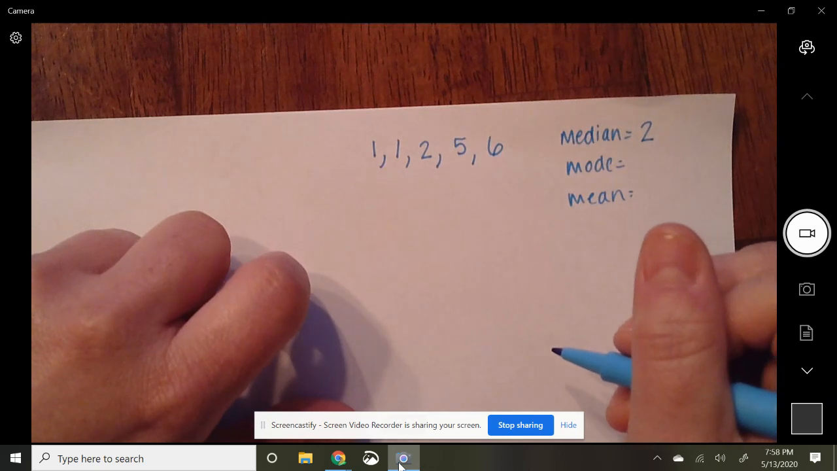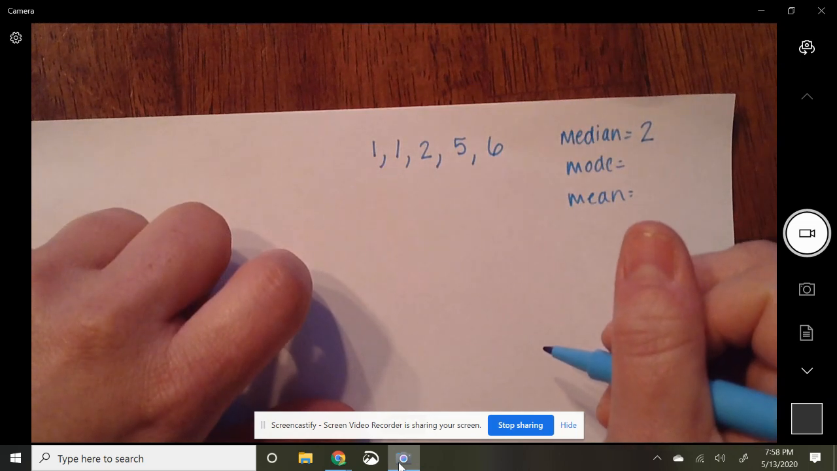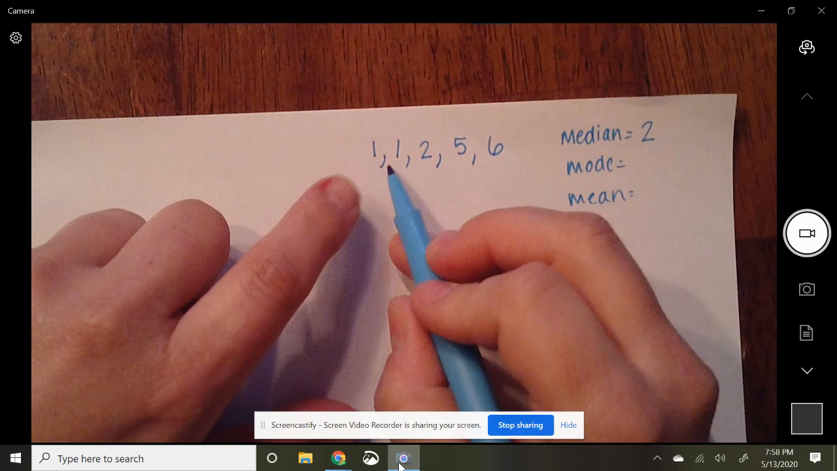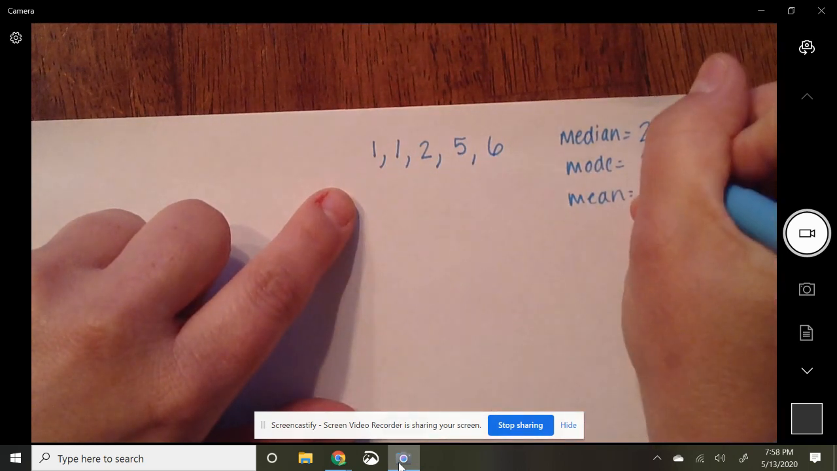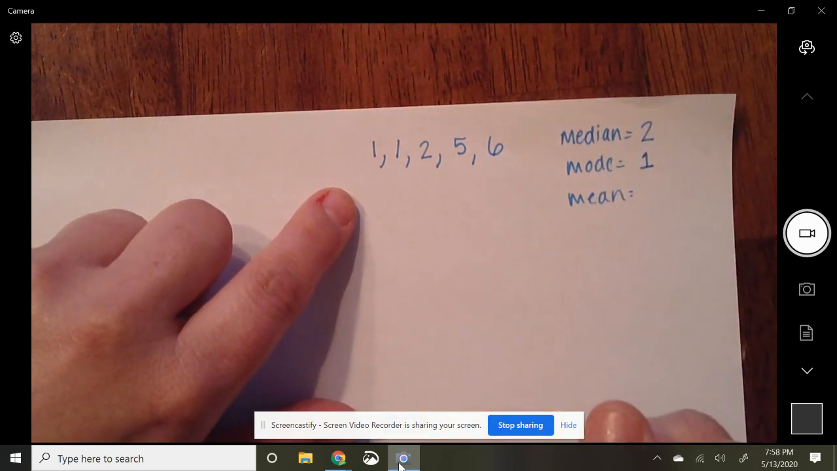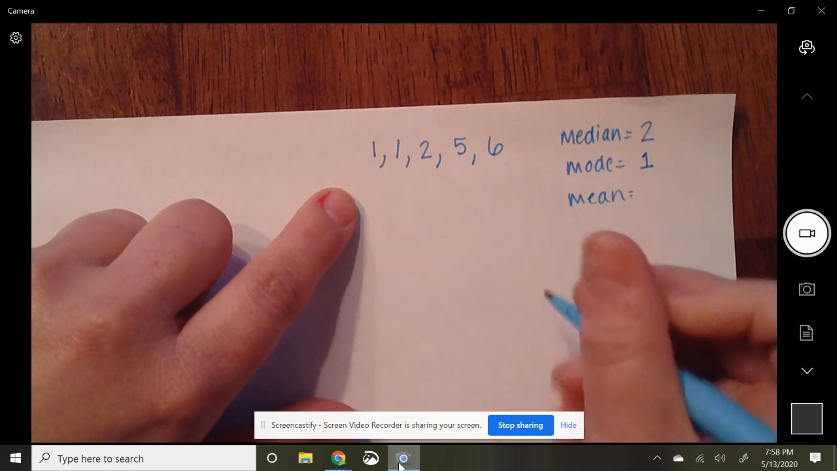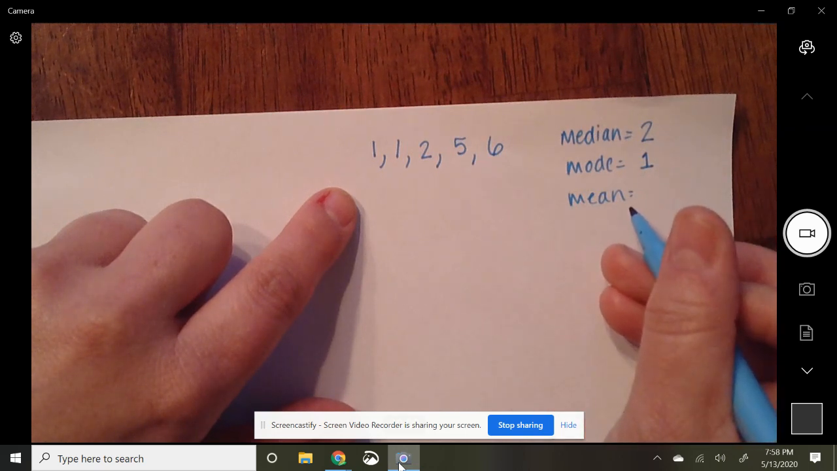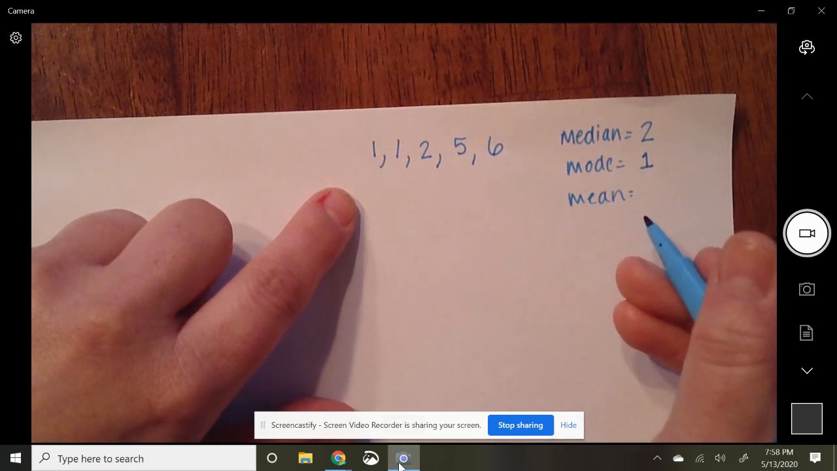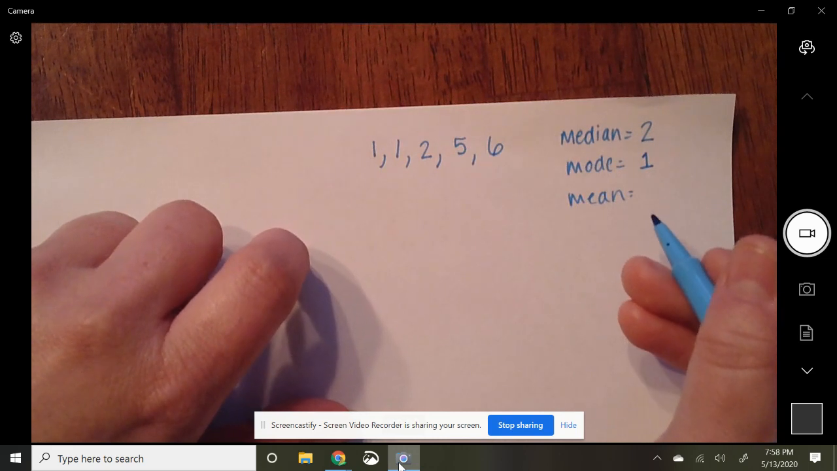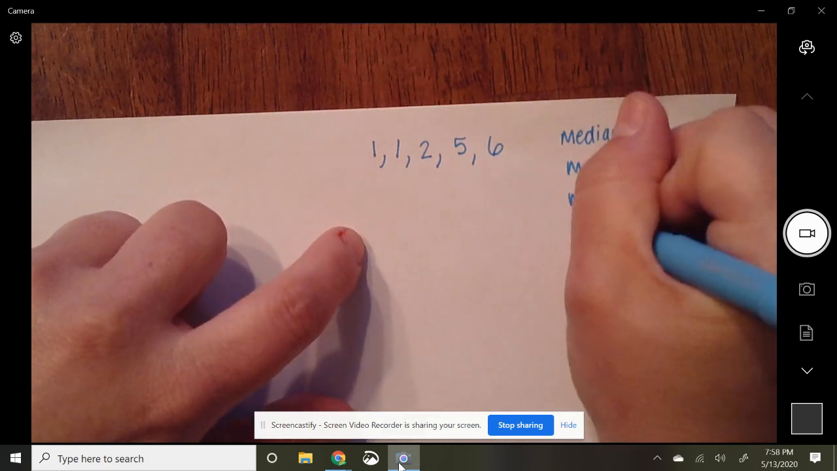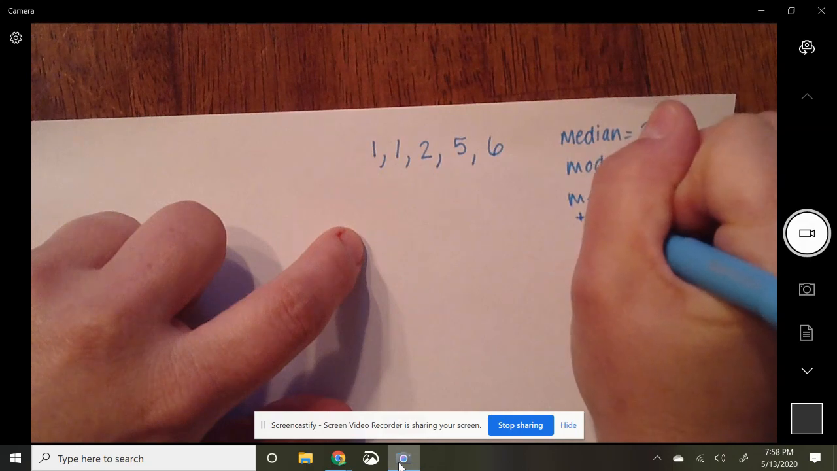Mode means most, so which number is in the data set the most? 1 is in there 2 times, so 1 is going to be my mode. Now, mean, I always explain this as it's like somebody's being mean to you because it's the most work. For the mean, you have to add, then you have to divide.